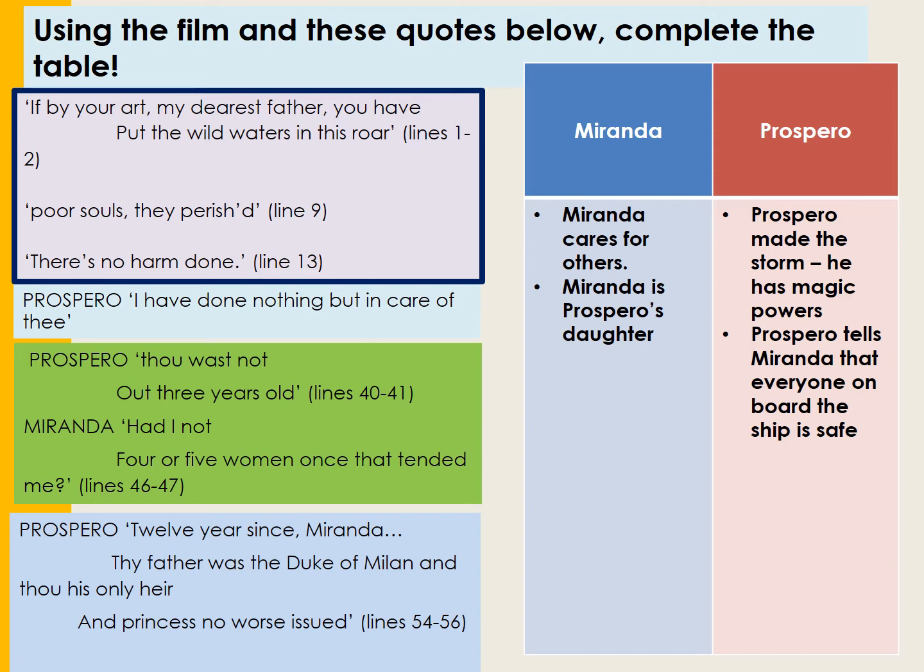So, using what you've just watched and using the quotes on this slide, I would now like you to fill in that table. So for instance, if we're looking at the beginning of that clip, and I've taken a few quotes there in the purple box at the top there, that's from the opening of that clip, we see this in the speech. So Miranda says, "If by your art, my dearest father, you have put the wild waters in this roar." So she says, you know, "Father, if you've done this, why have you done this?" And then she says later on, "The poor souls, they perished." And then Prospero says in return, "There's no harm done."